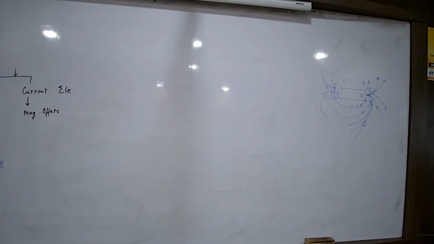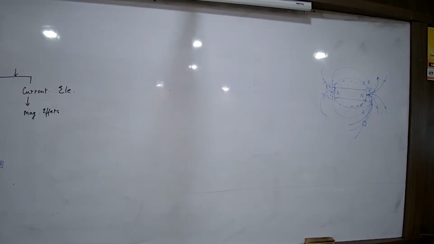Next point. Inside. What did you write? Inside the magnet, the direction of magnetic field is from north to south pole inside the magnet.